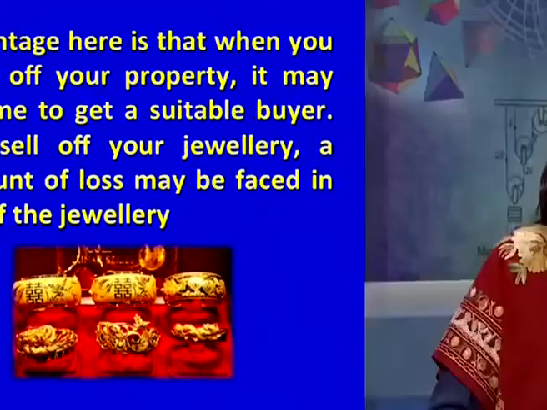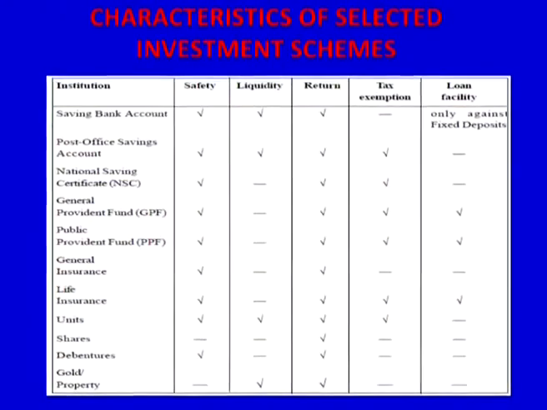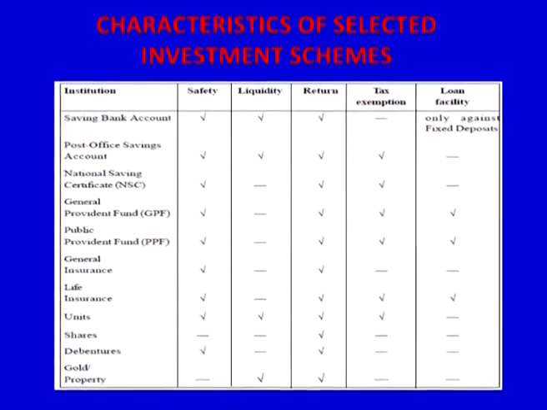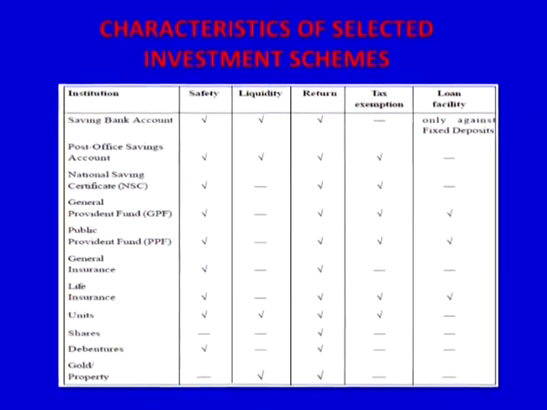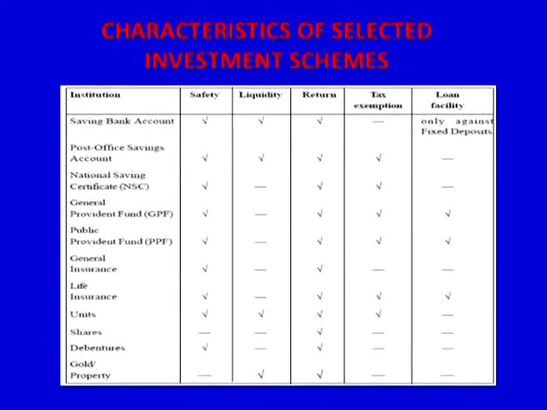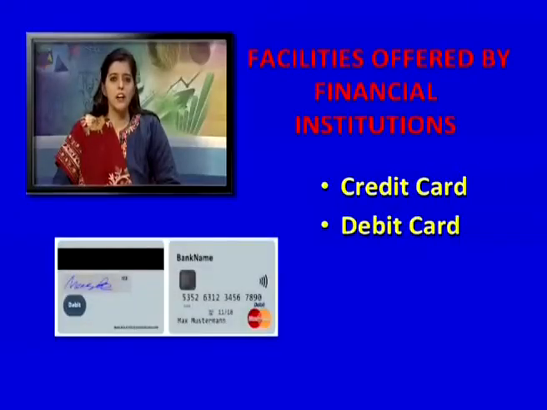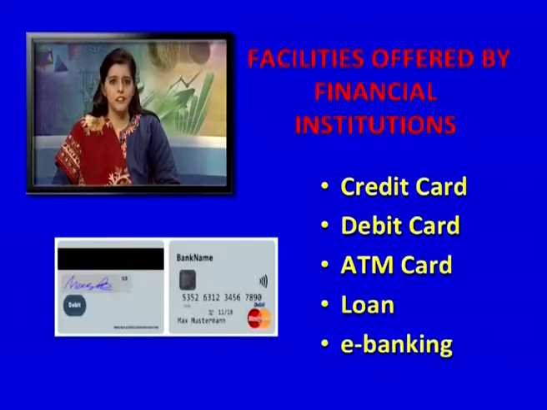Now, selection of investment scheme. It depends upon your capacity to save, safety of the investment, the higher rate of interest, easy liquidity, other benefits, the purchasing power and convenient place of investment. Now, different facilities offered by financial institutions. These are credit card, debit card, ATM card, loan and e-banking.